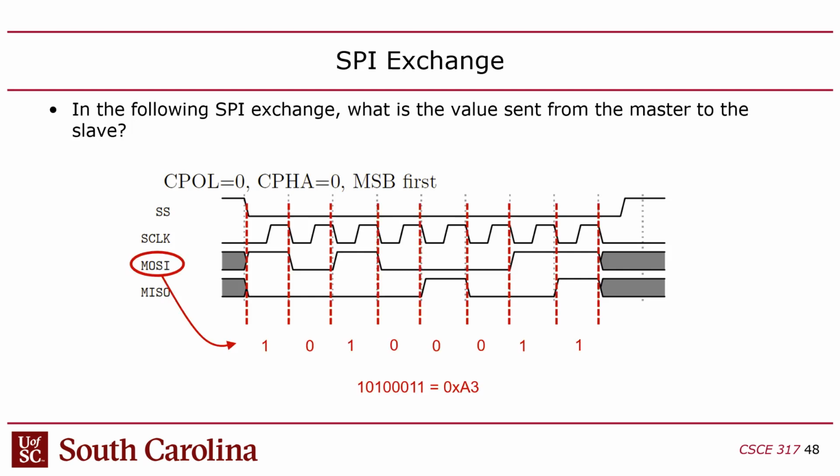Okay, here's another question. In the following SPI, what's the value sent from the master to the slave? 1, 0, 1, 0, 0, 0, 1, 1, which is A3. 1, 0, 1, 0 is 10 in decimal, or A in hex, and 3 is 0, 0, 1, 1. Okay, so that's pretty easy.